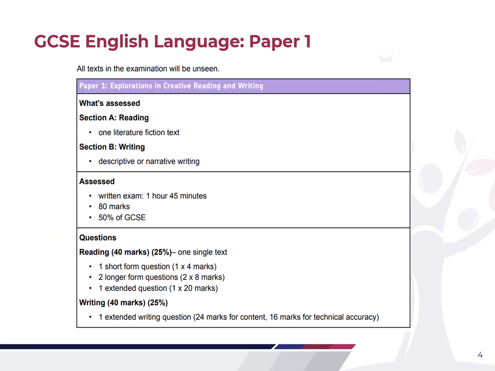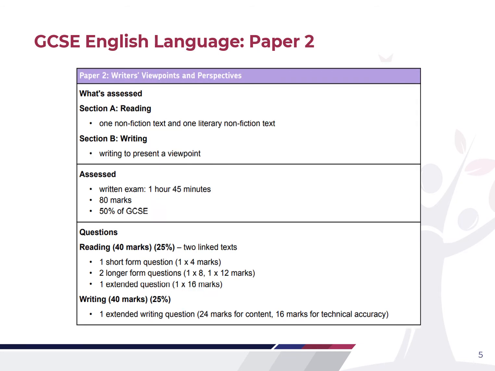The first examination is the GCSE English Language Paper 1, which is Explorations in Creative Reading and Writing. They're assessed on both their reading and their writing skills in this exam, and it lasts 1 hour 45 minutes, and it's worth 50% of the qualification. There's a reading section worth 40 marks in which students are given a single literature fiction text, and they have to answer 4 questions on this as outlined on this slide. And then there's also a creative writing component to this paper where students have to write a piece of creative writing that's worth 40 marks, and they get marked on the content of their story and also the technical accuracy of their writing.